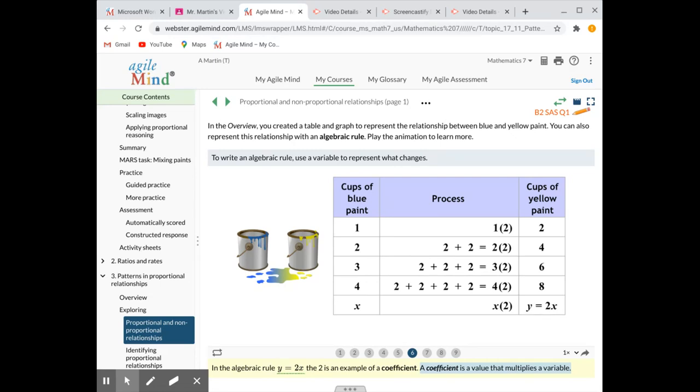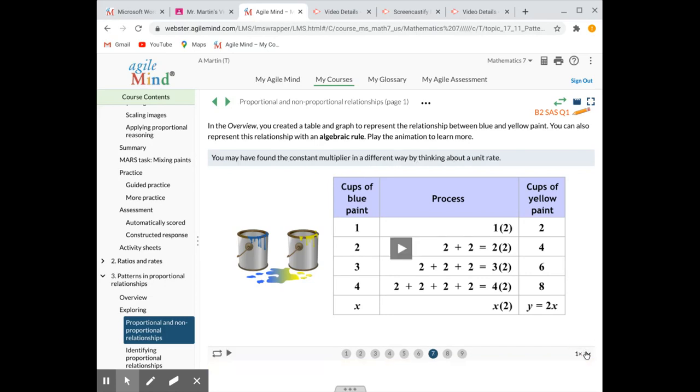What's the variable? Who remembers what the variable is? Good job, Chandler. X is the variable. And remember that a variable is just a letter that stands in for an unknown value. Good. We getting it, guys. All right. Our next one.